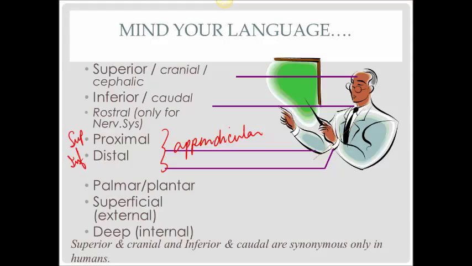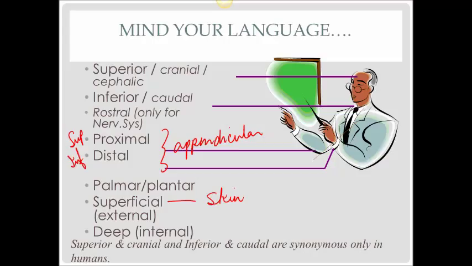We also have superficial and deep. Superficial is used when any structure is close to skin. Deep is when it is further away from skin. So to give you an example, muscles are superficial compared to bones in most of the body. Okay? Muscles are superficial compared to bones because muscles are closer to the skin than bones are.